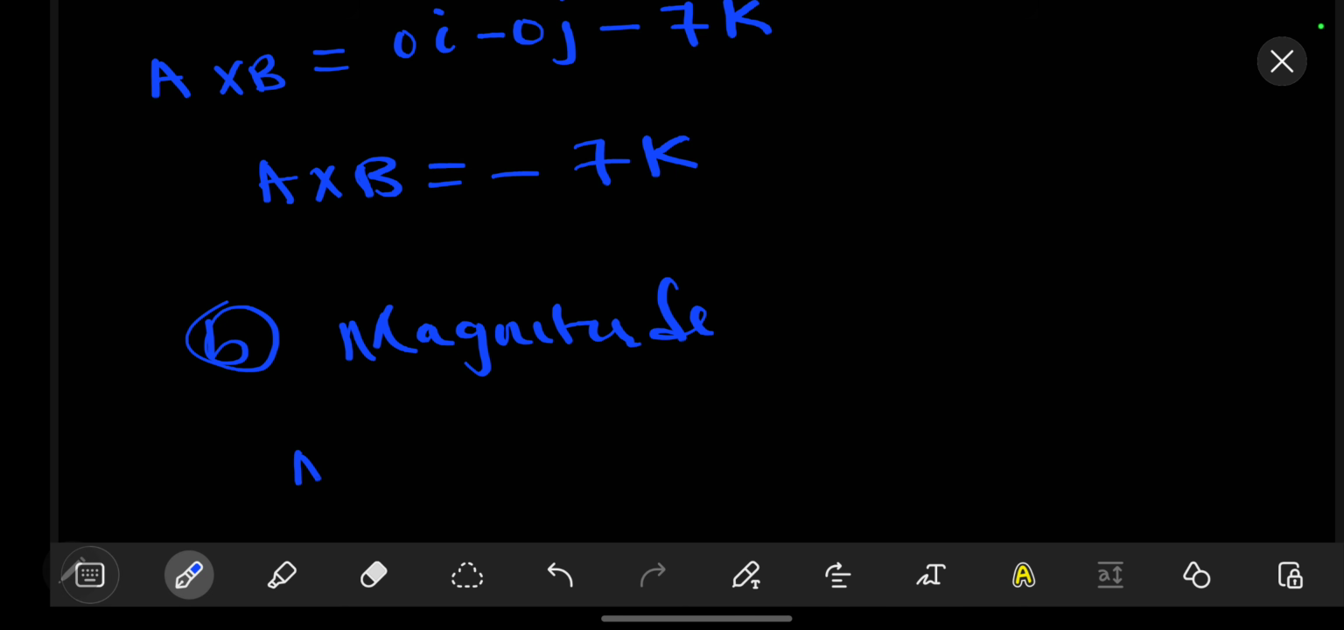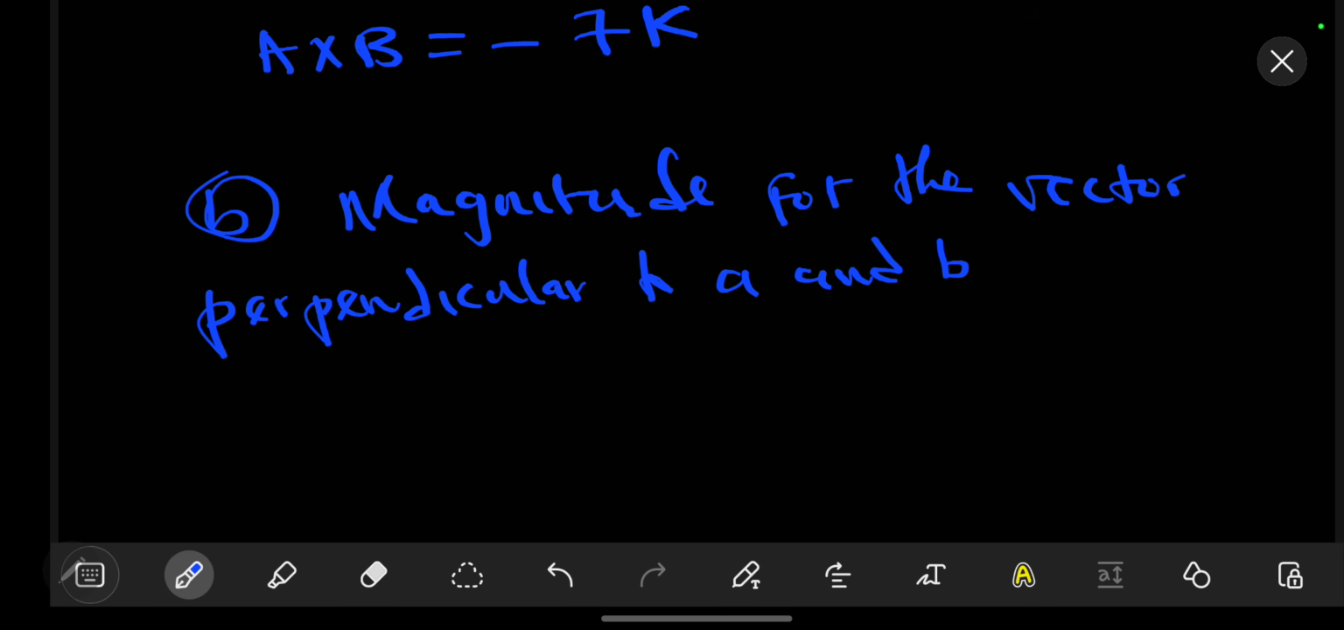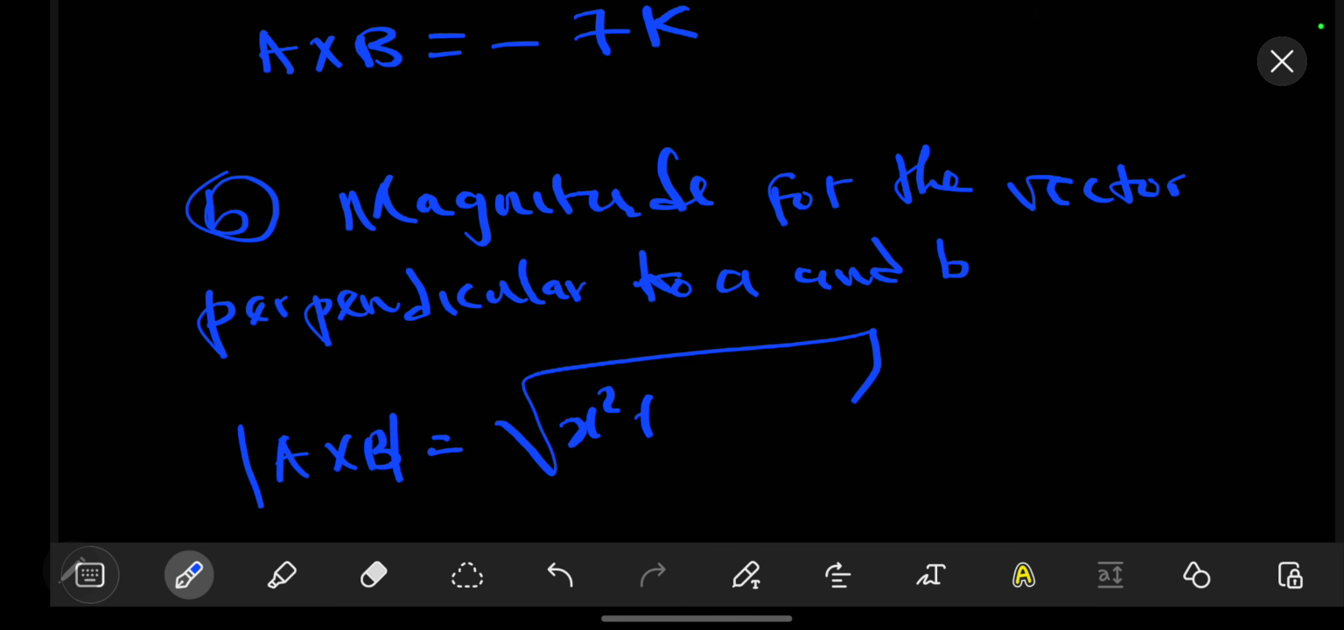the magnitude for the vector perpendicular to A and B. So how do you find that? So the magnitude of the vector perpendicular to both A and B is the cross product. So the magnitude of A cross B is the square root of x squared plus y squared plus z squared.